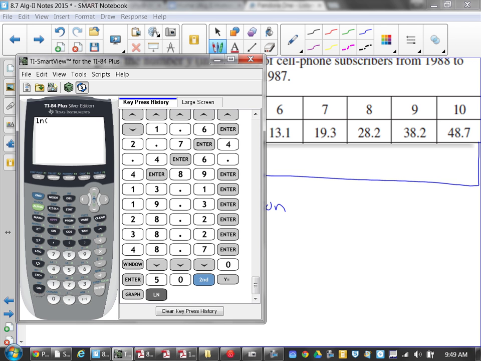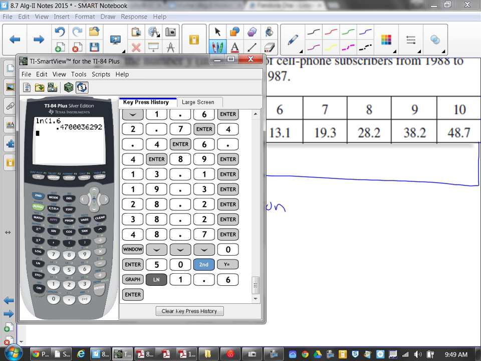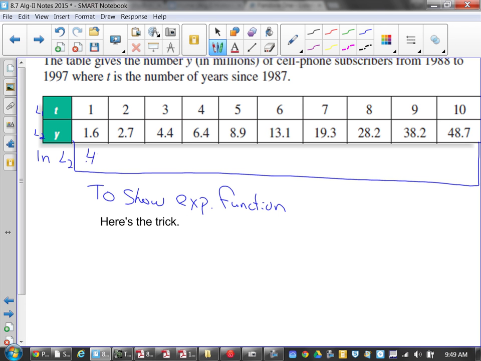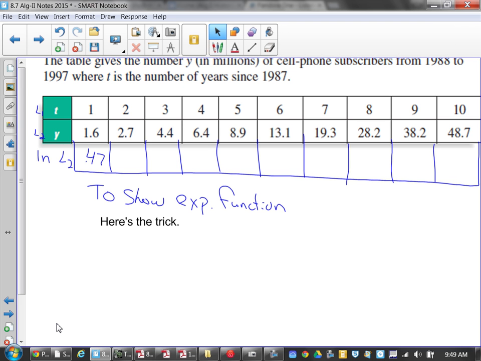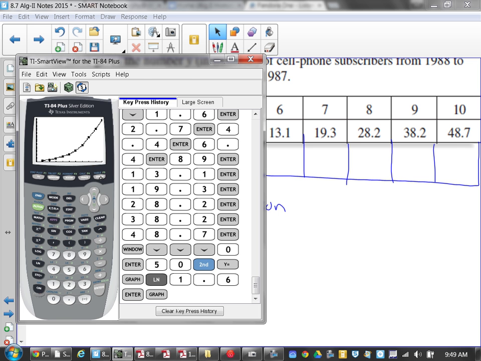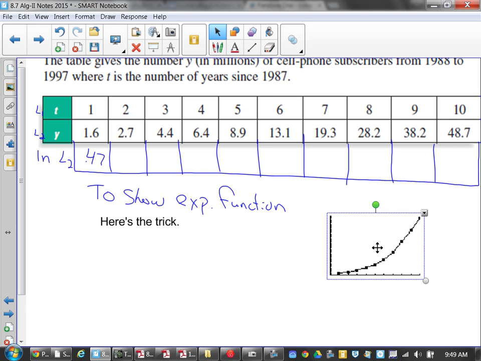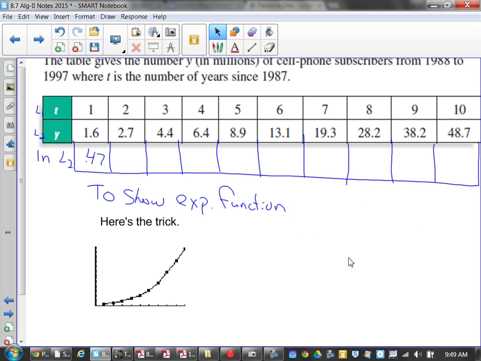Natural log 1.6, hit enter. 0.47. Okay? What's going to happen here is, if this is going to be a true exponential function, let me go back to our graph here. If this is a true exponential function, I'll show you what.